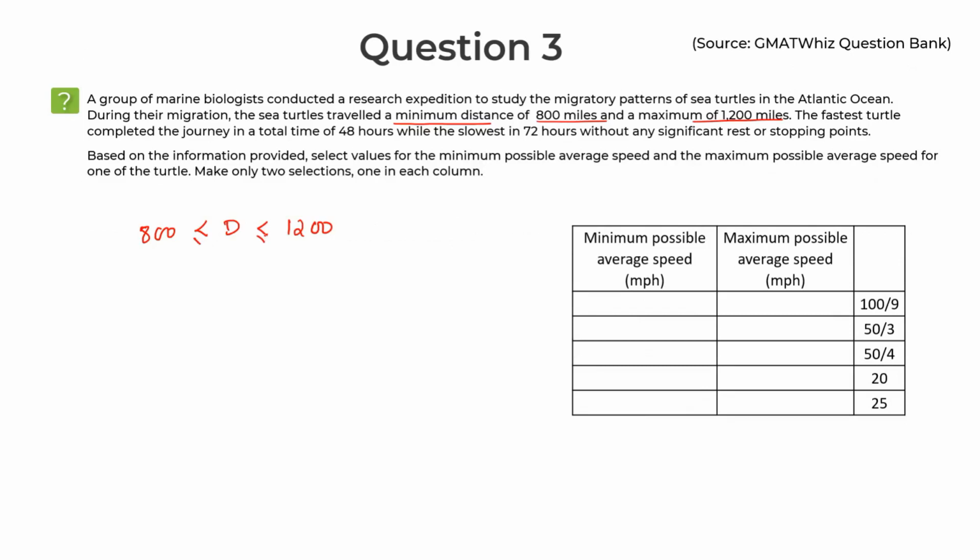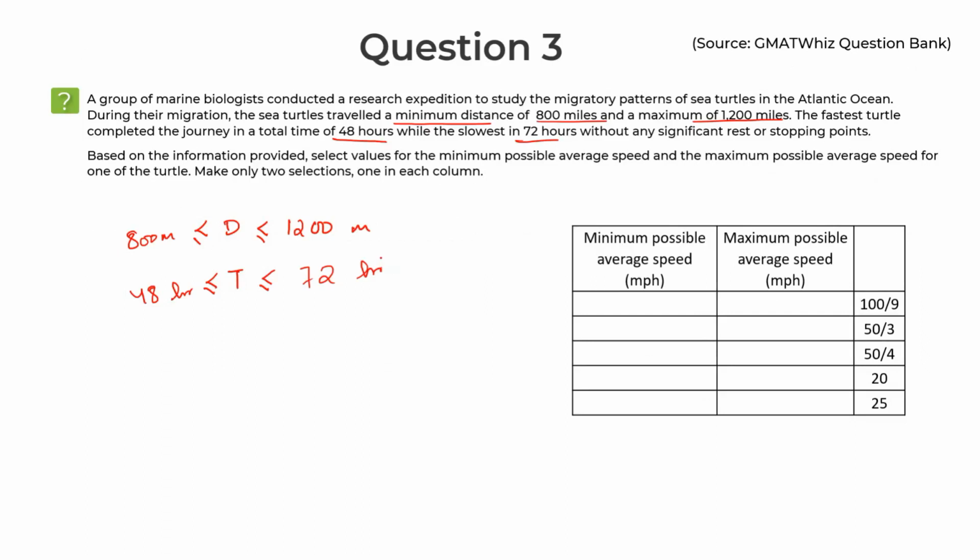The fastest turtle completed the journey in 48 hours. Okay, so I have the range of the time as well. So the lowest time was 48 hours. Okay, so let me write miles. 800 miles and 1,200 miles. And as far as the time goes, the lowest time is 48 hours and the highest time is 72 hours. Okay, so this is the range of the distance and time that is given to us.